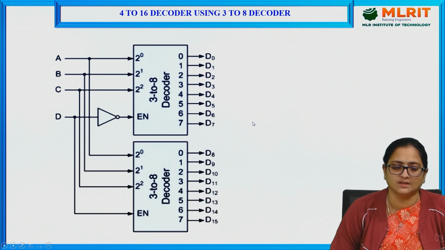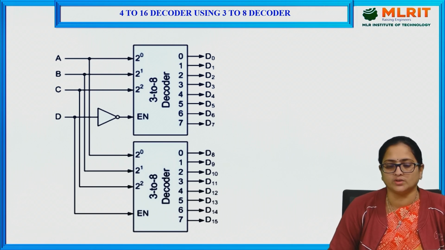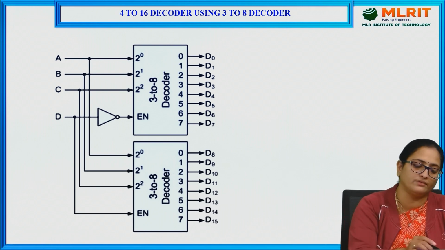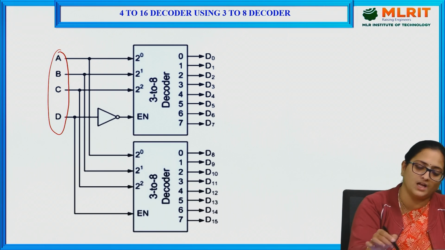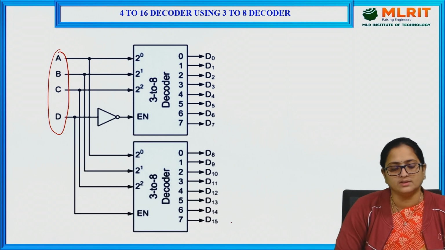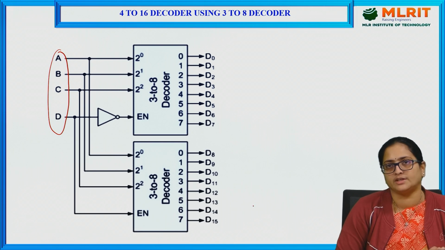And this is the 4 to 16 decoder using 3 to 8 decoders. See here, 4 inputs, 16 outputs. The third input, D, will be acting as the enable pin for the 3 to 8 decoder.